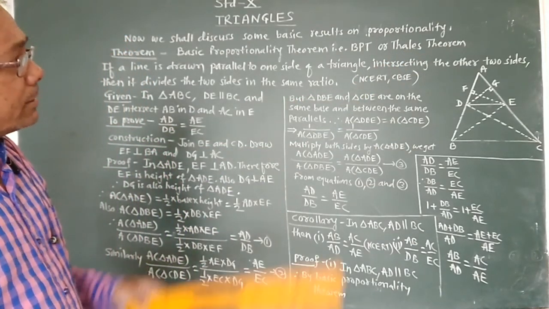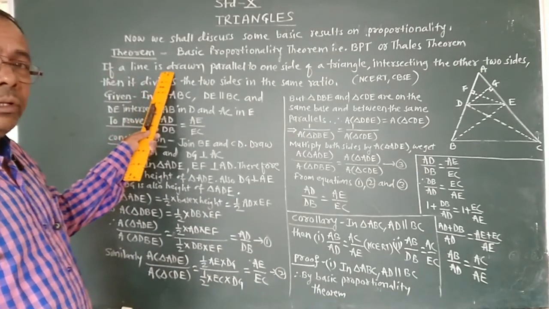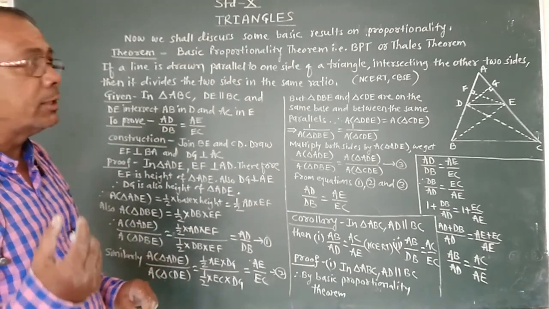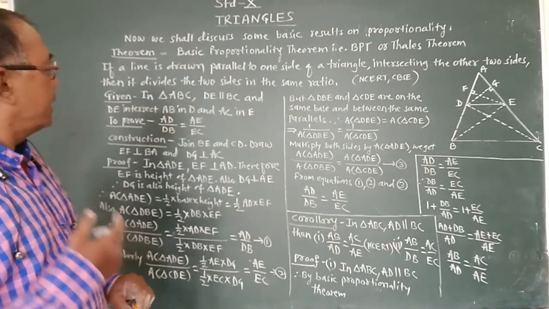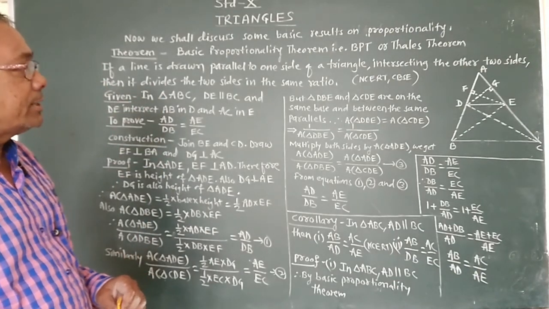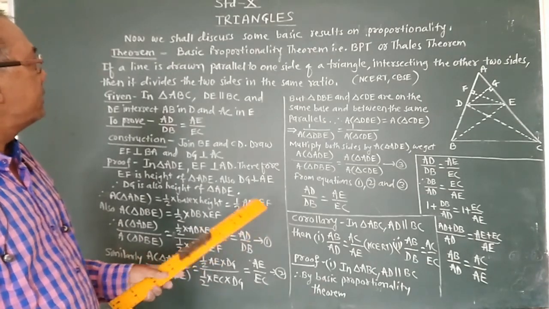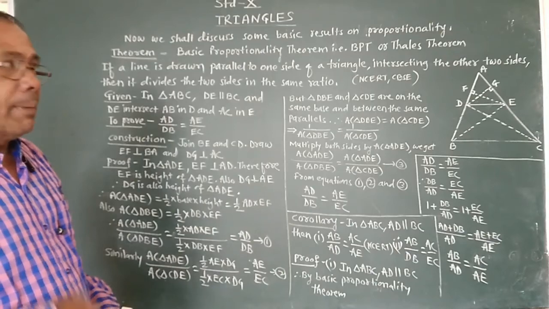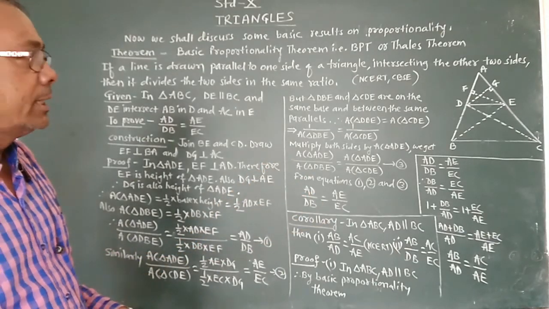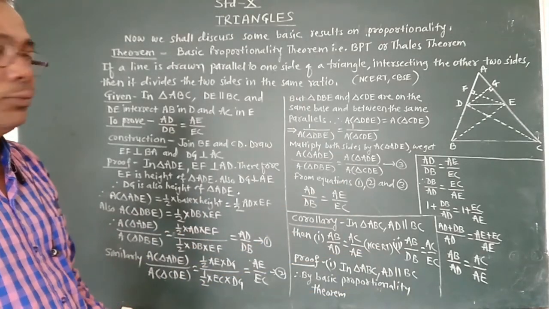This theorem states that if a line is drawn parallel to one side of a triangle intersecting the other two sides, then it divides the two sides in the same ratio. I will repeat the statement, that is, if a line is drawn parallel to one side of a triangle intersecting the other two sides, then it divides the two sides in the same ratio.